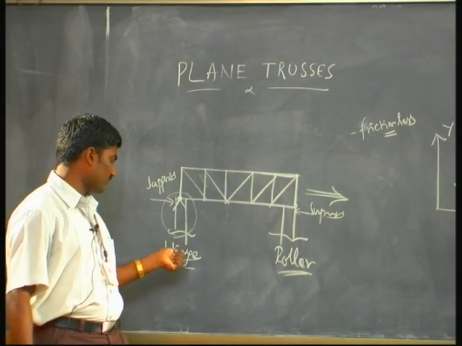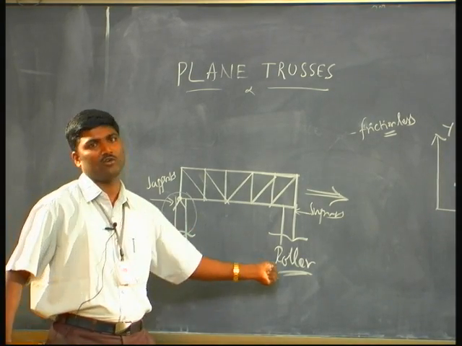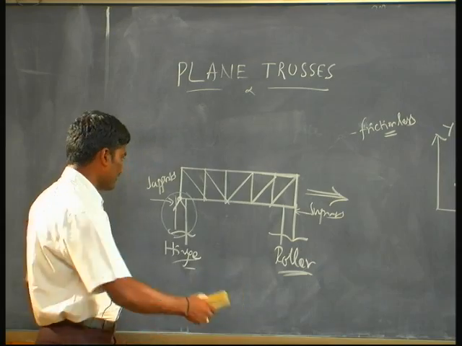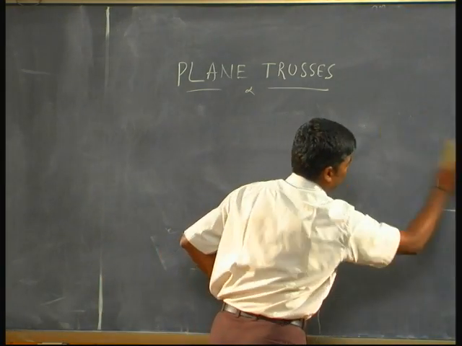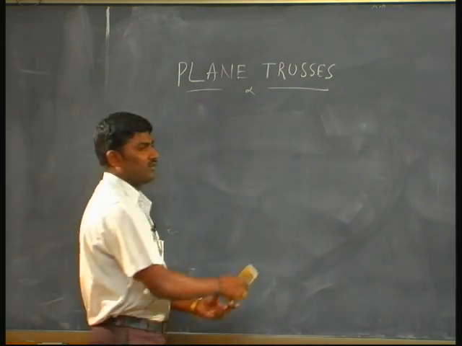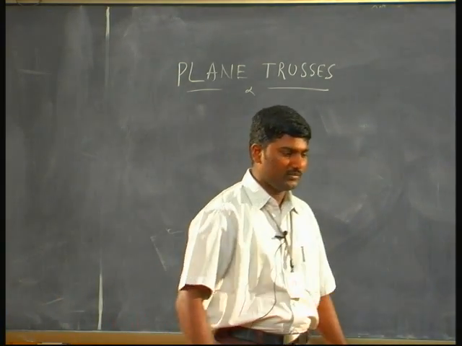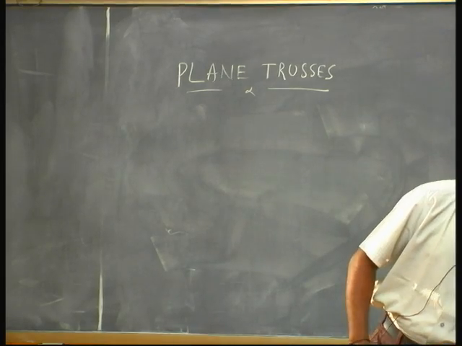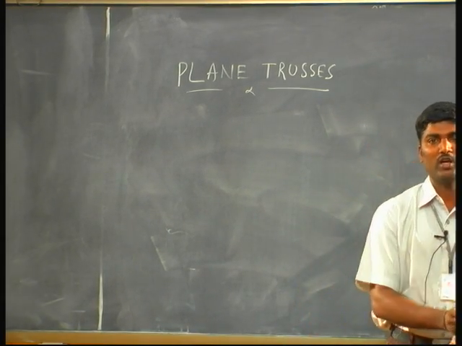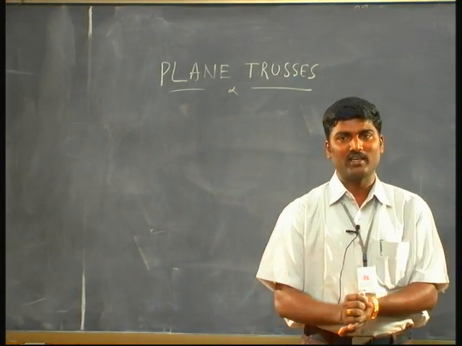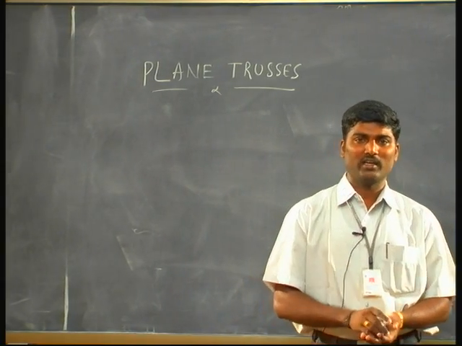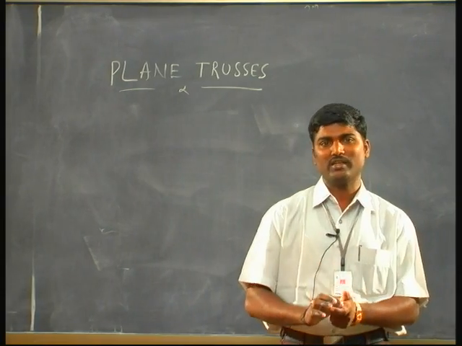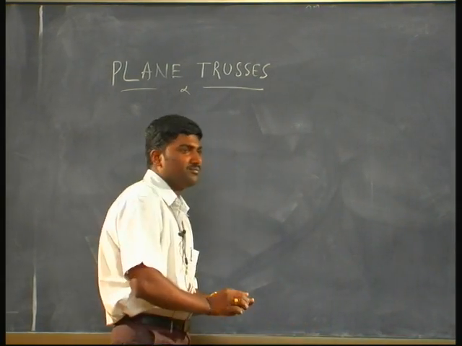Why we want to support this by only a hinge and a roller, I will explain in the course of the discussion. Now, the idea behind why we go for the truss is to have a column free space, and there is another aspect which we have. The truss will have only compression and tension in the members.